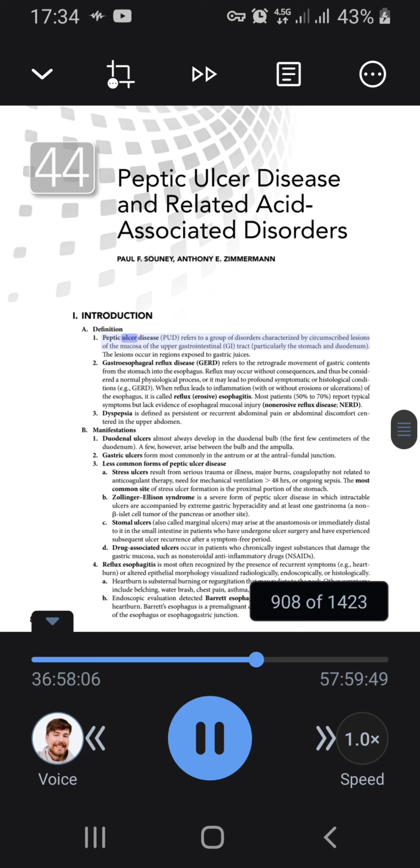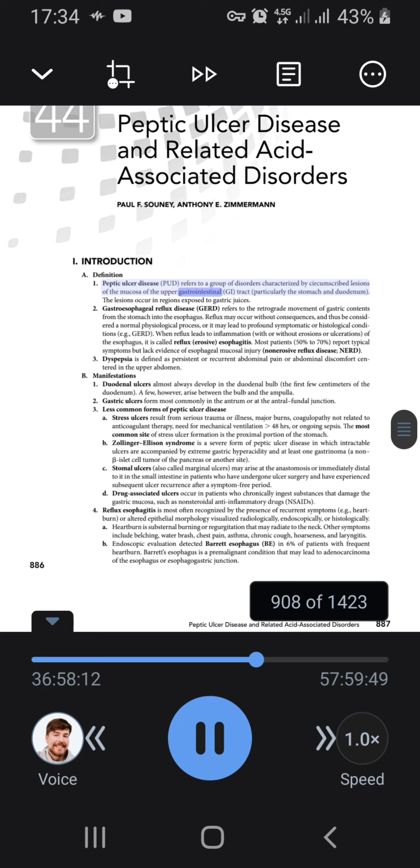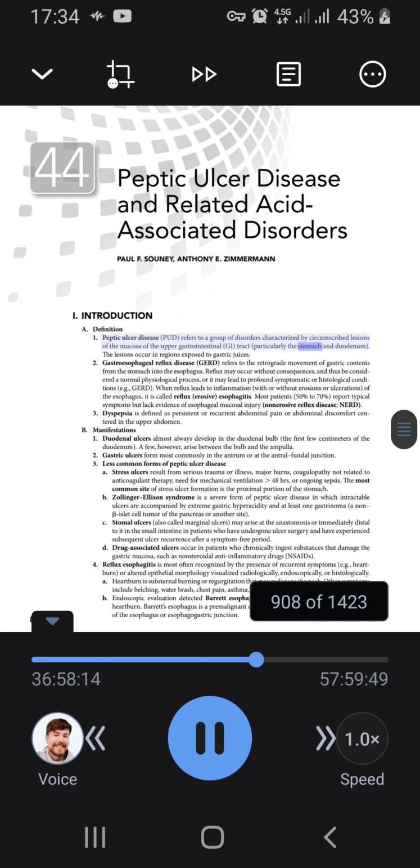I. Introduction. A. Definition. 1. Peptic ulcer disease (PUD) refers to a group of disorders characterized by circumscribed lesions of the mucosa of the upper gastrointestinal (GI) tract, particularly the stomach and duodenum. The lesions occur in regions exposed to gastric juices.